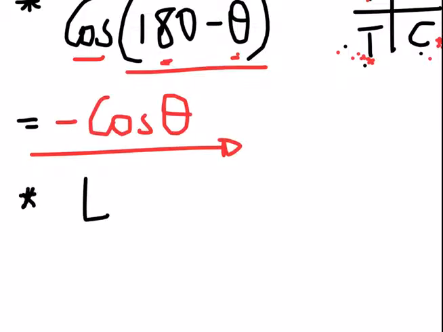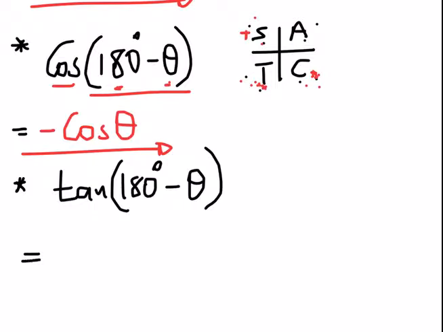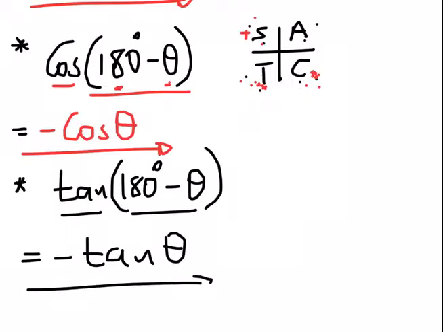Let me be fair and include one that has tan, say tan of 180 degrees minus an angle. Same principle. 180 minus, in which quadrant? Second quadrant. Is tan positive or negative in the second quadrant? Negative. That's why you will just write negative tan of an angle. And that is the end of it. Not that complicated, straightforward.